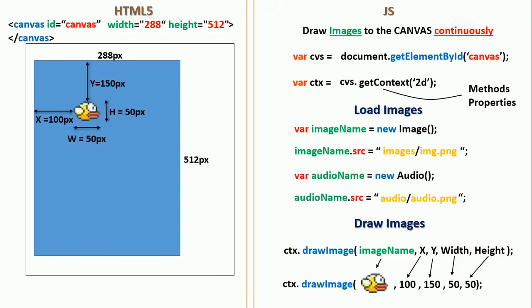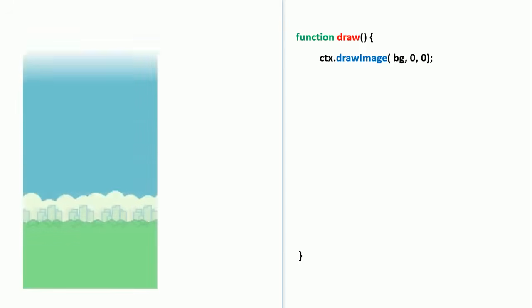To move our bird here, we just have to change the values of the Y and X positions. Now to draw our images to the canvas, we will put everything inside a function called draw. So the first thing I'm gonna draw is the background. So I'm gonna call ctx.drawImage with background, and I'm giving it an X position equal to 0 and a Y position equal to 0. And I'm not giving it a width and height because I already set the width and height of the images using Photoshop. So this line of code will give us something like this in our canvas.